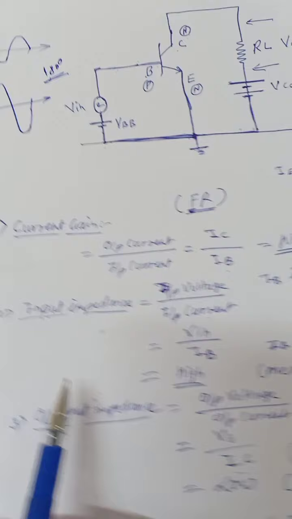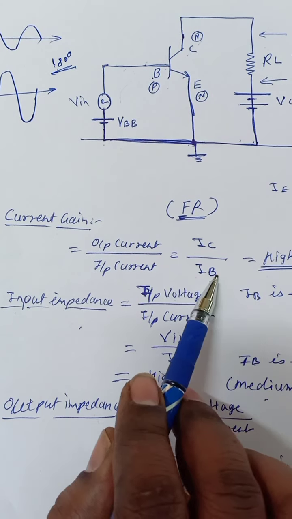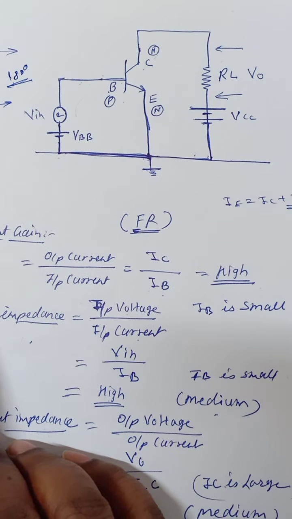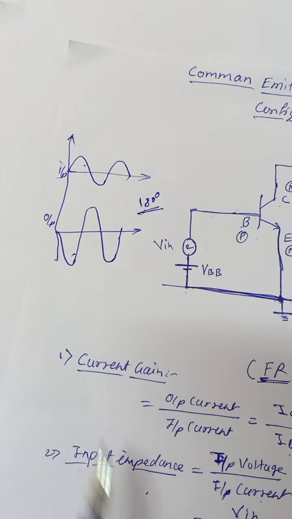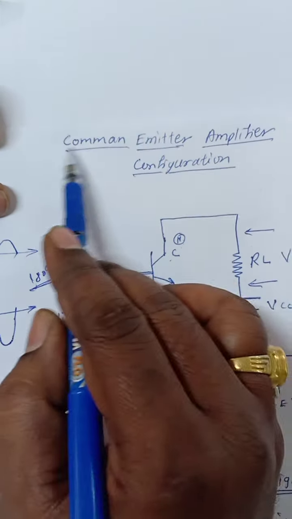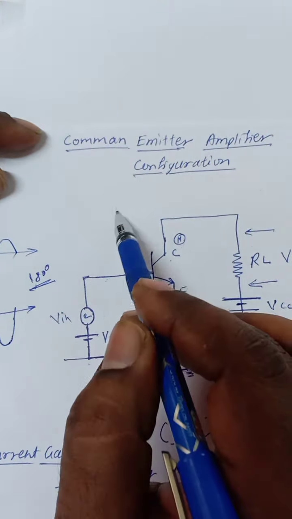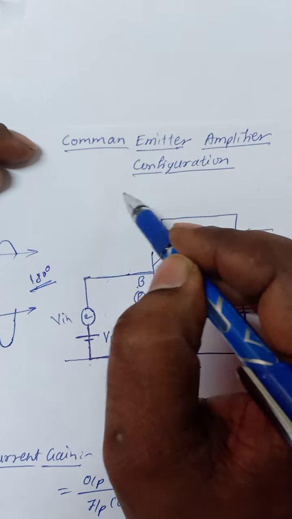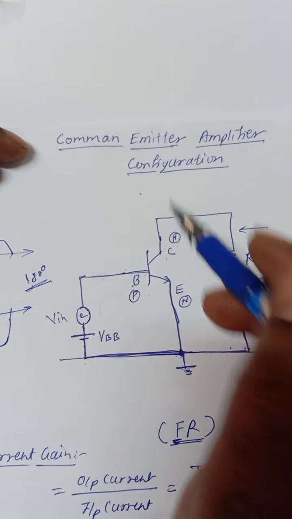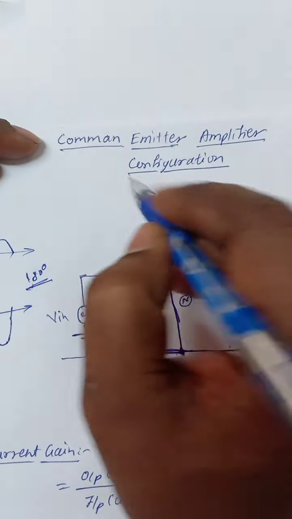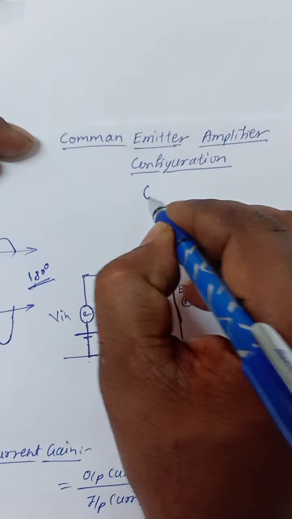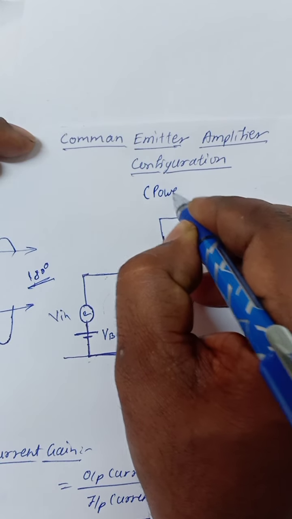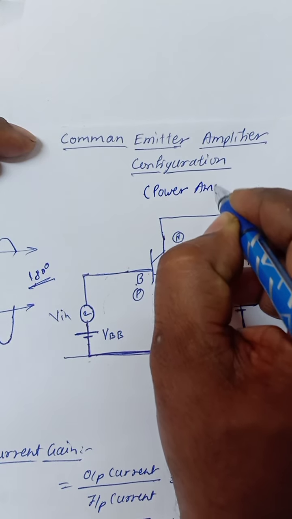If we consider here, we get current amplification also, and also voltage amplification. So this is a commonly used amplifier configuration for amplification of signal. In this configuration we get current as well as voltage amplification, so it can be used as a power amplifier.